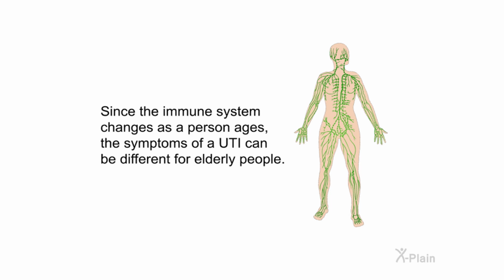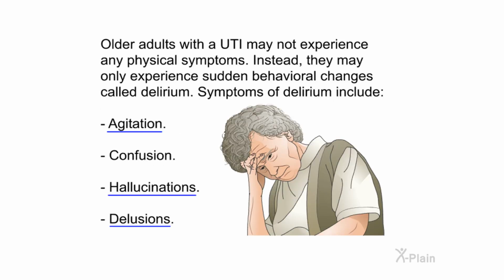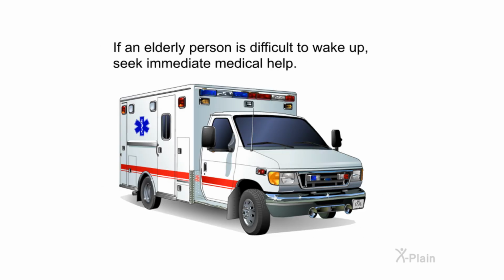Since the immune system changes as a person ages, the symptoms of a UTI can be different for elderly people. Older adults with a UTI may not experience any physical symptoms. Instead, they may only experience sudden behavioral changes called delirium. Symptoms of delirium include agitation, confusion, hallucinations, delusions. If an elderly person is difficult to wake up, seek immediate medical help.